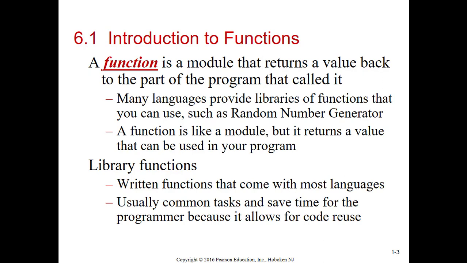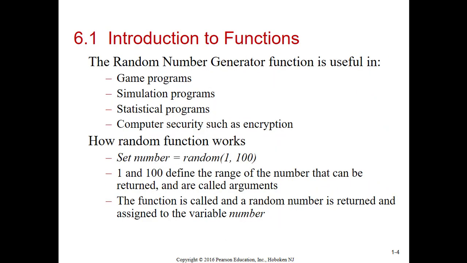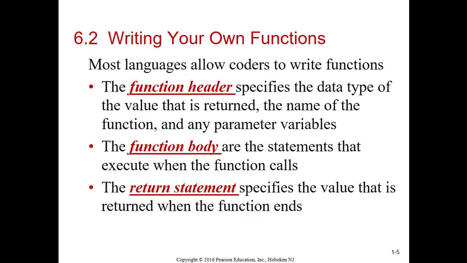Library functions. They're prewritten functions that come with most languages. They're usually for common tasks and they save time for the programmer because it allows for code reuse. You have a random number generator function, which is useful in gaming programs, simulation programs, statistical programs, and computer security such as encryption. The way it works is you say set number equals random 1 to 100, and that's the range. It's going to automatically choose one of them randomly, that's why it's called random, and return it. And when it's returned, you assign it to a variable.